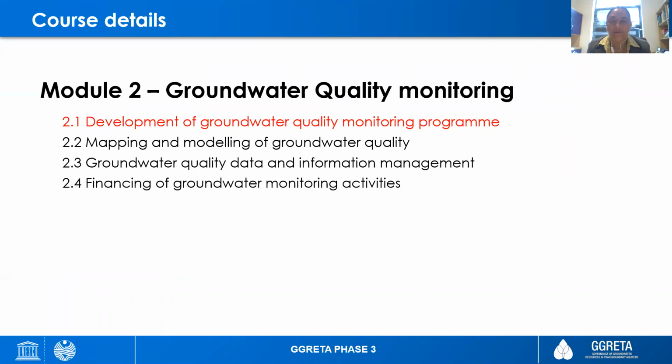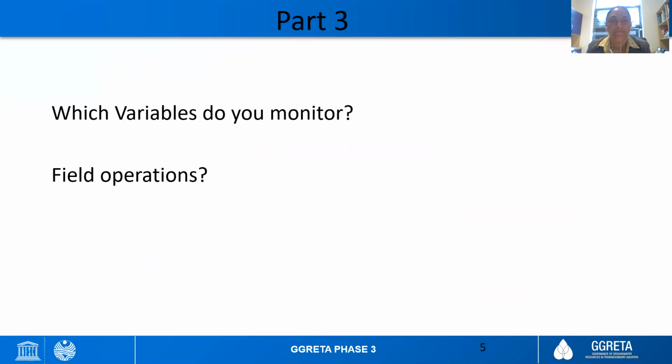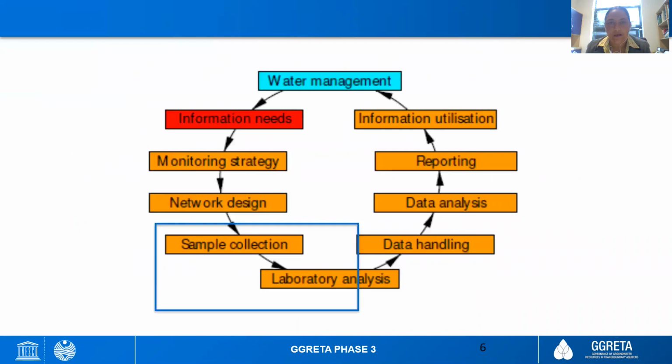So as I said, we're still busy with Module 2 and we're looking at the development of groundwater quality monitoring programs. This section considers the design of water quality assessment, which variables we monitor, and which field operations constitute monitoring. So now considering variables, which ones do you monitor? If we look at the water management cycle, we are now looking at the sample collection, laboratory analysis part of the cycle.